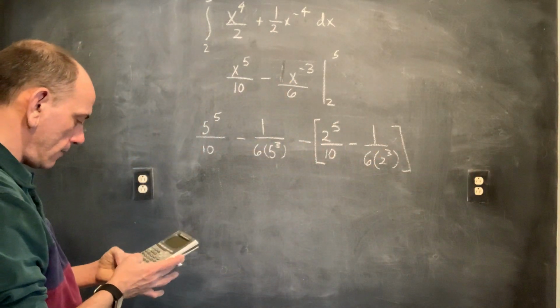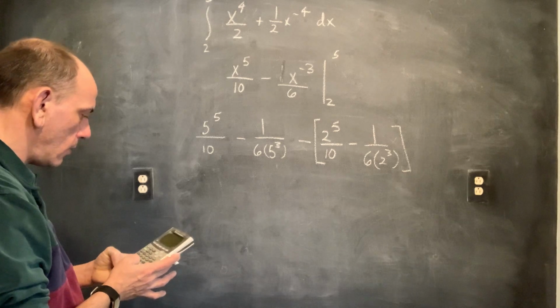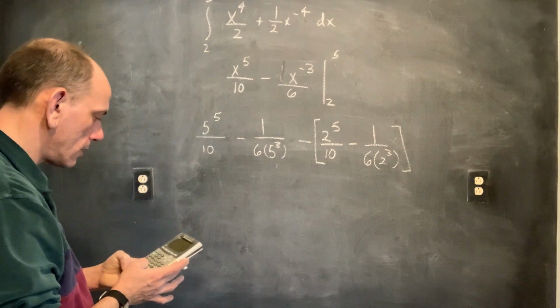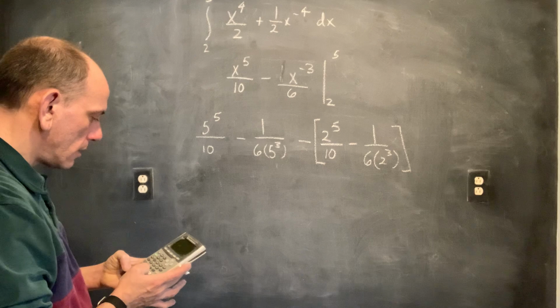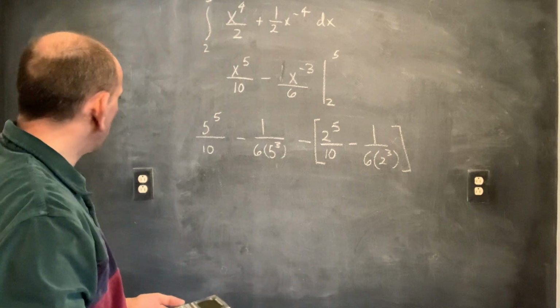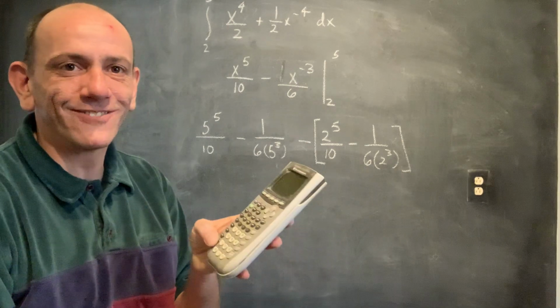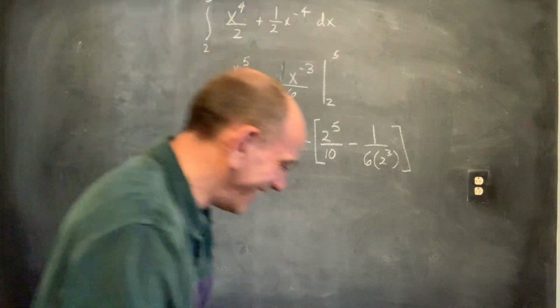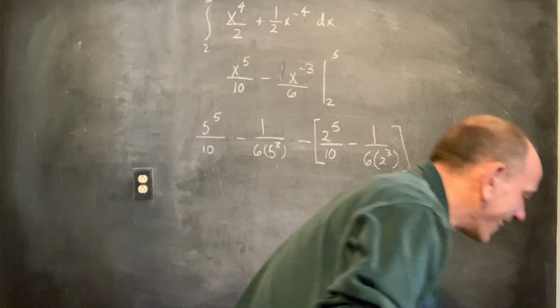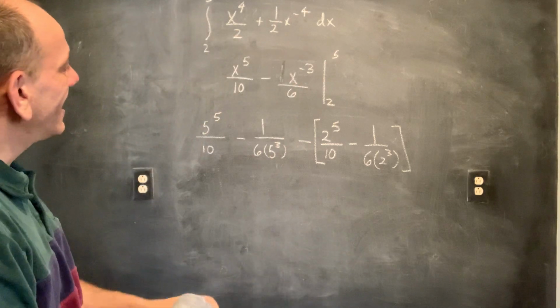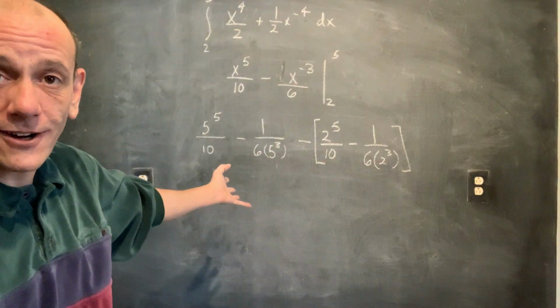5 to the 5th. Ooh, I think, nope. Ooh, my battery is toast. My calculator batteries are toast. Okay, well, I'm just going to leave it there then. I should have checked it. Okay. Anyways, we're just evaluating with a calculator from there.